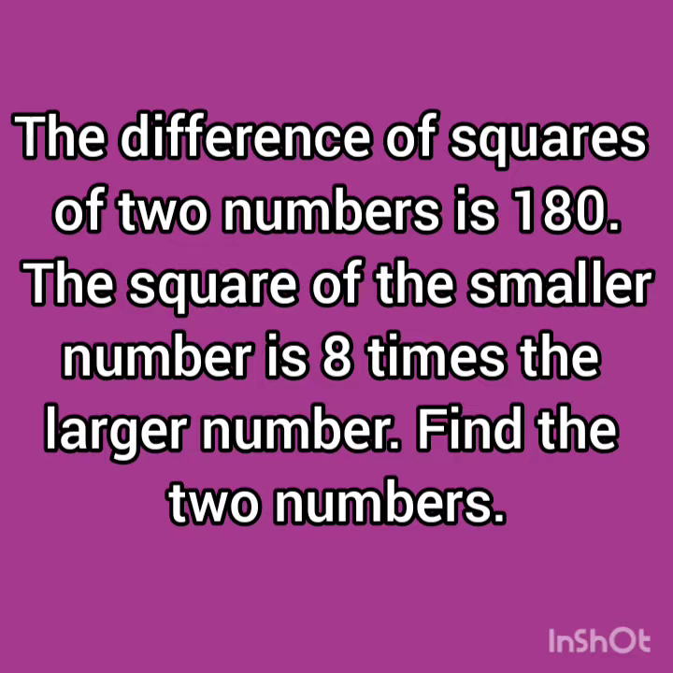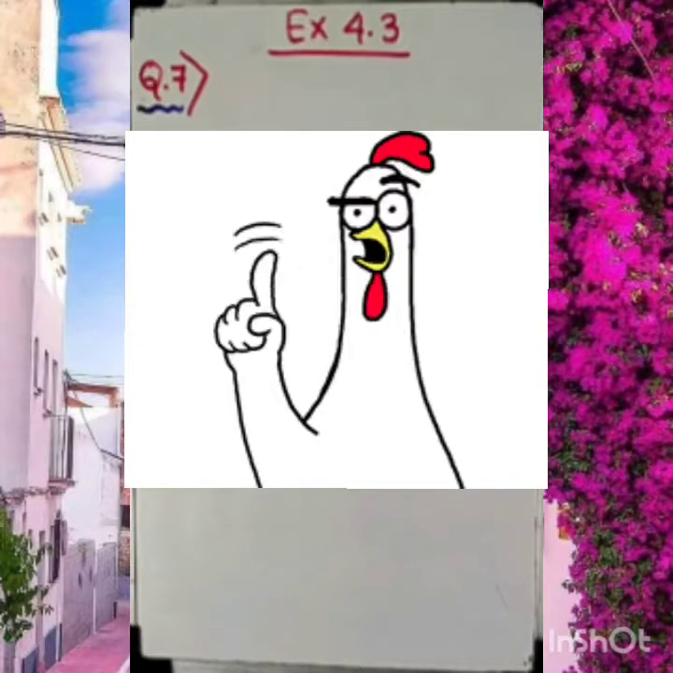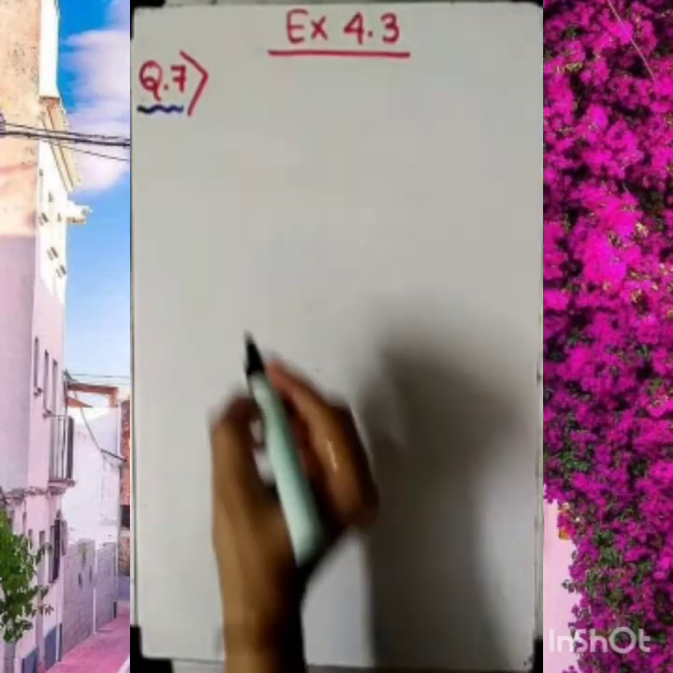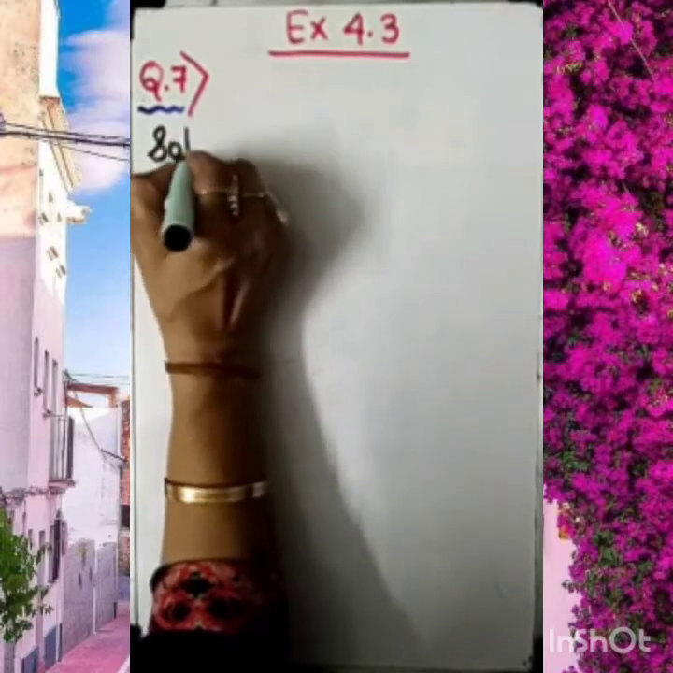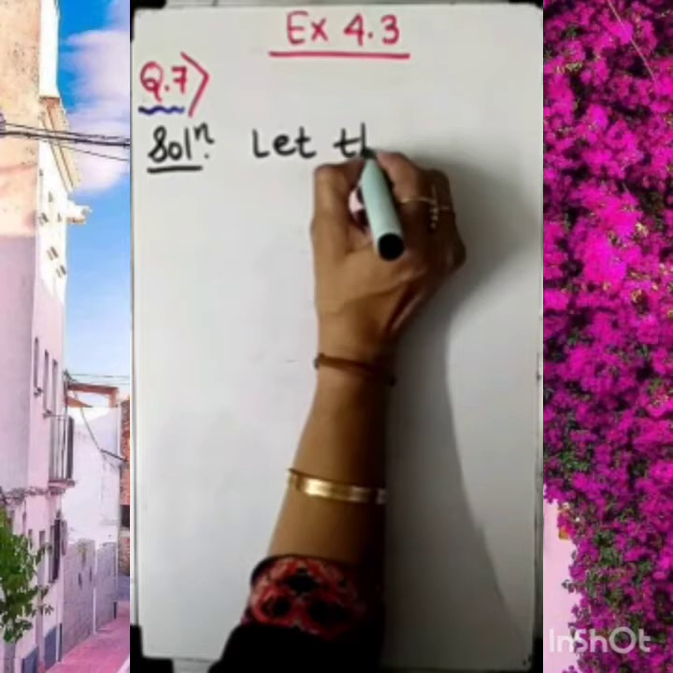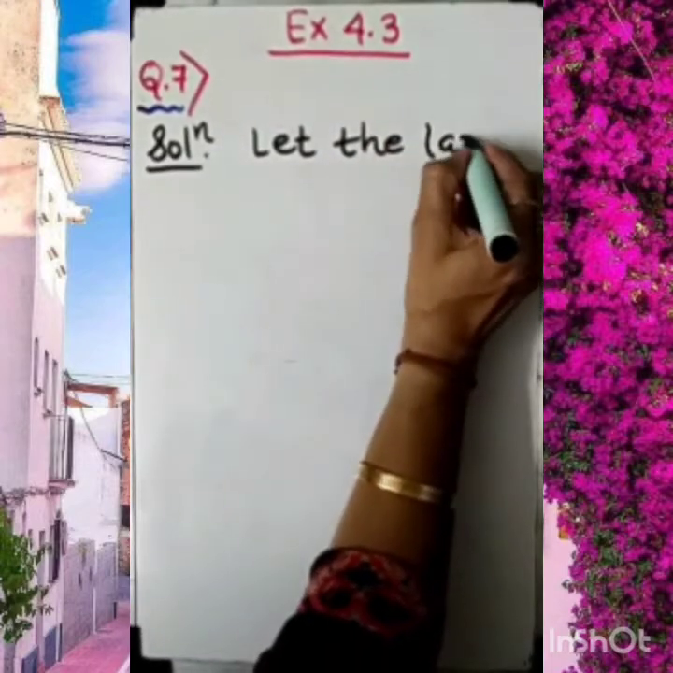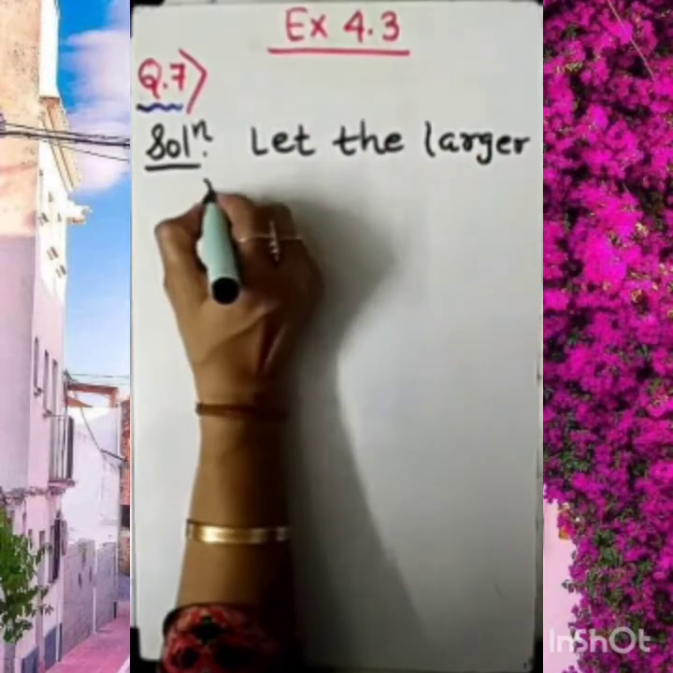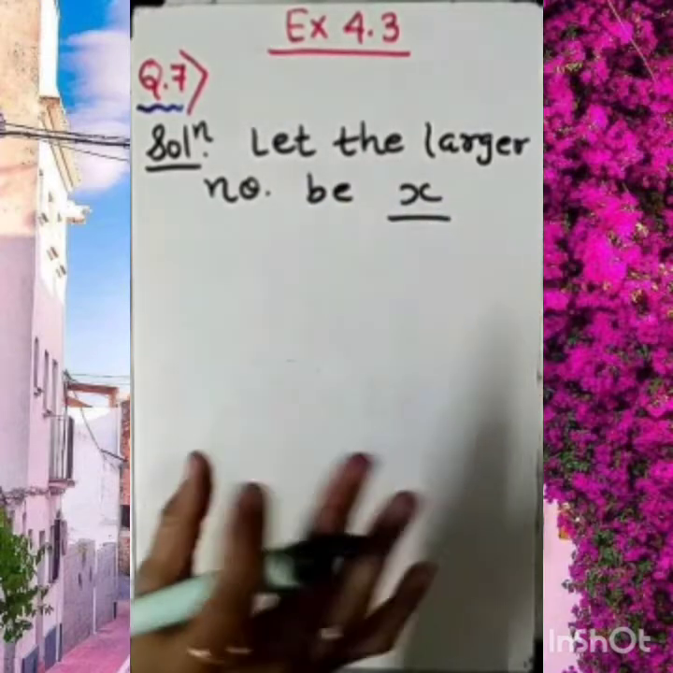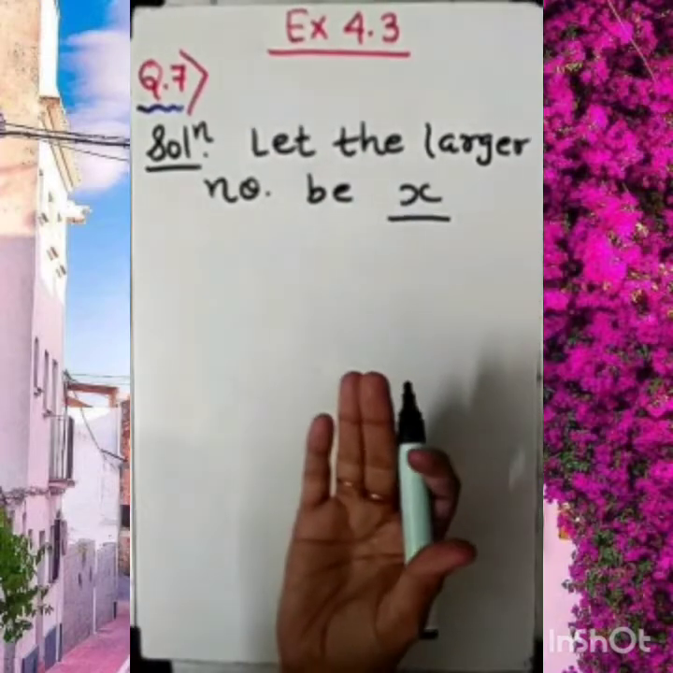Now here two numbers are there. One of them is larger, and the other is smaller. But do we know the larger number? No. So let's start the solution of question number 7. Let the larger number be x. For the larger number, if we are considering x, what about the smaller number?